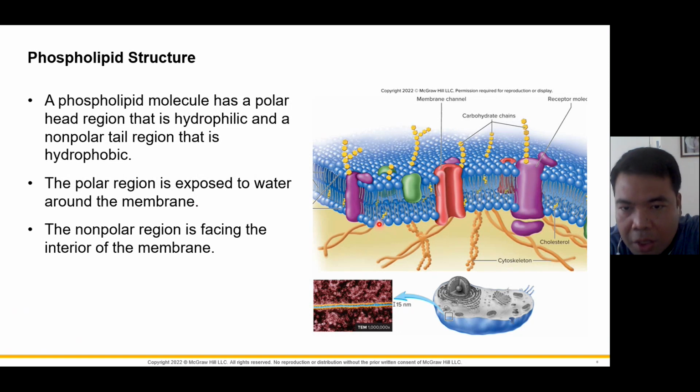And since the heads of the phospholipid molecules are hydrophilic, meaning water-loving, they face towards where water is found. And where is water found? You have water on the outside, extracellular space. And you also have water on the inside, intracellular space. Okay?